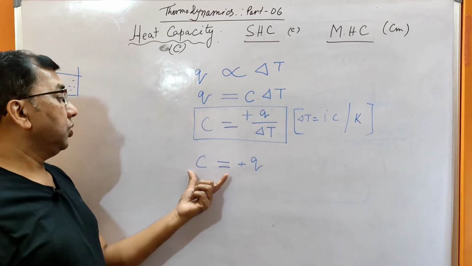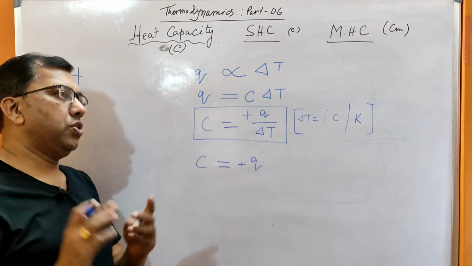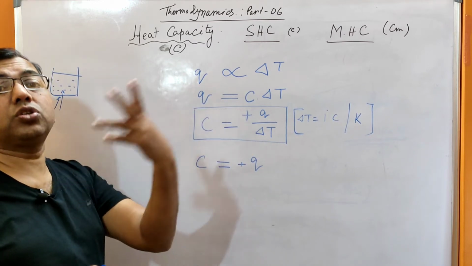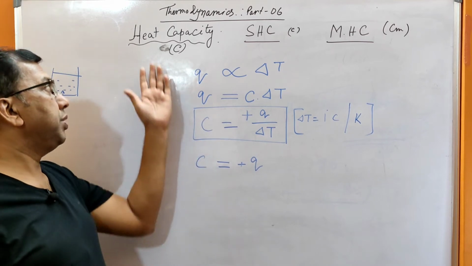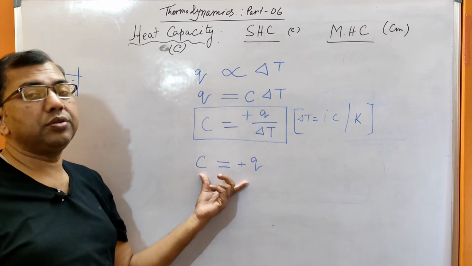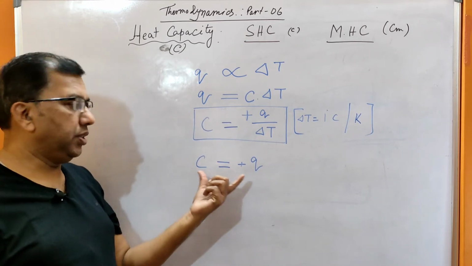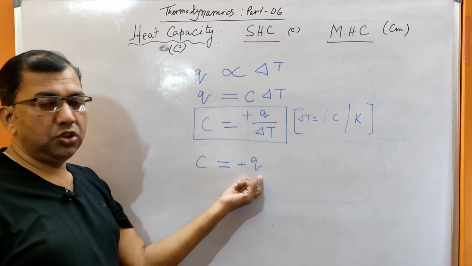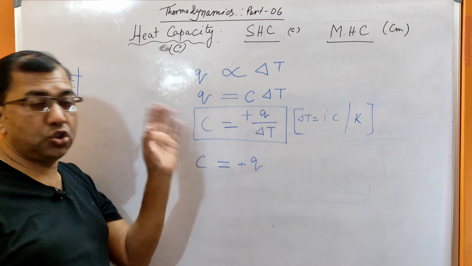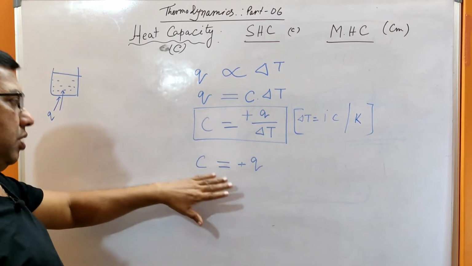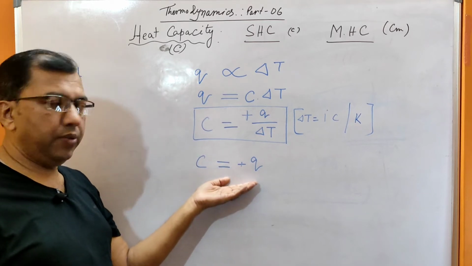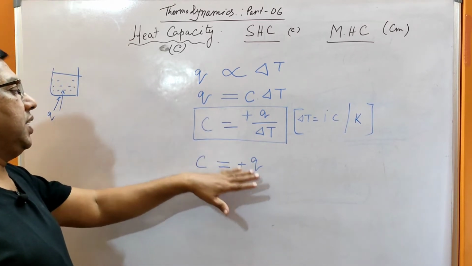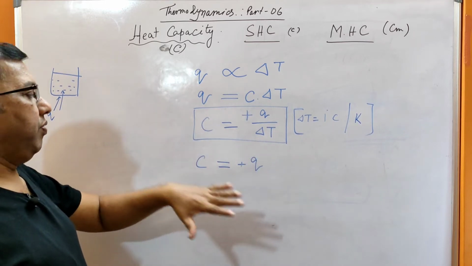Now, what is the definition of heat capacity from this equation? You can readily tell. Heat capacity of the system is the quantity of heat required to raise its temperature through 1 degree Kelvin or centigrade. That means heat capacity of the system is the quantity of heat required to raise its temperature through 1 degree centigrade or 1 Kelvin. Clear? The definition of heat capacity.